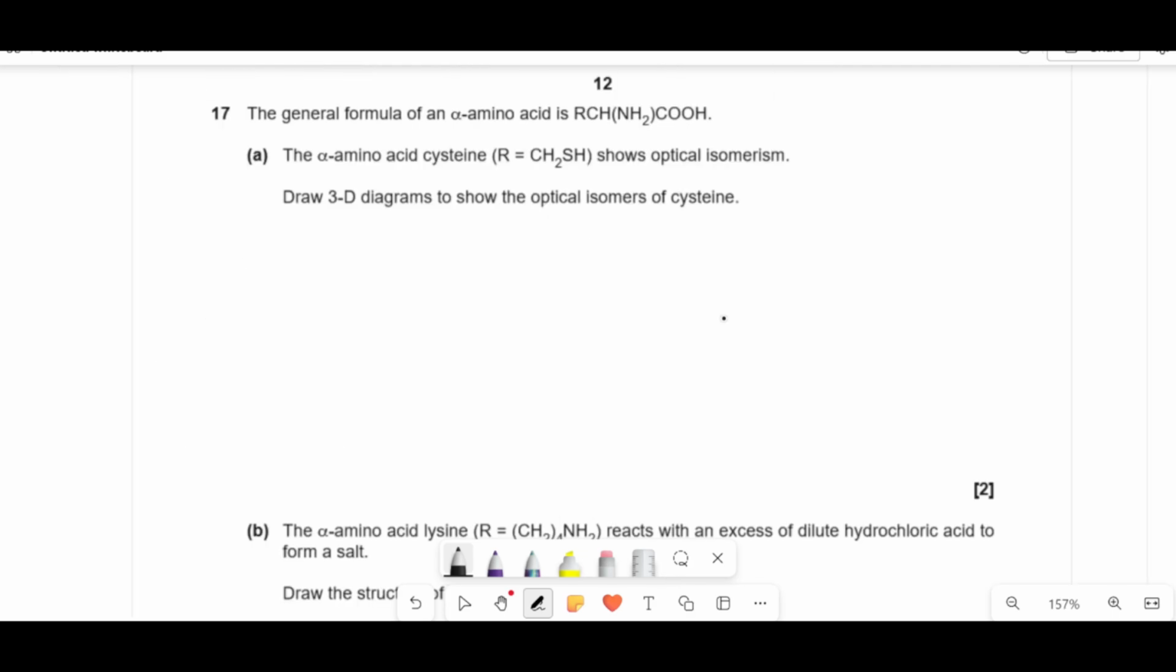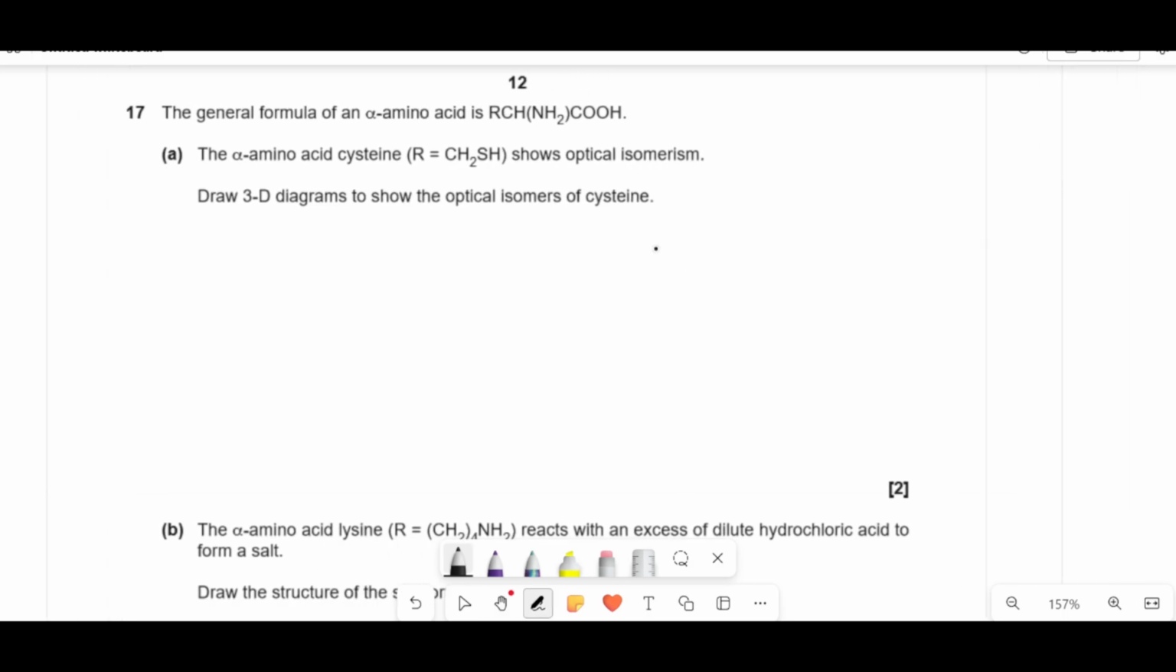There you go. So the general formula of an alpha amino acid is RCHNH2COOH, right? And it says the alpha amino acid cysteine has this optical isomerism. Draw 3D diagrams to show these optical isomers of cysteine. So when you have optical isomerism, you have a chiral carbon. So start by drawing the chiral carbon, which has 4 different groups.